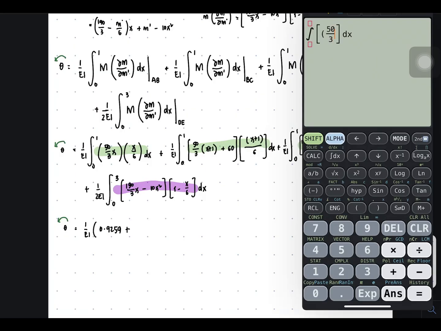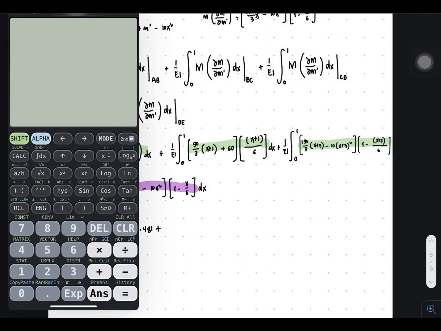It's going to be 50 over 3 times x plus 1, then plus 60, and you multiply it with x plus 1 over 6. Close it, and the limit is from 0 to 1. So that's going to be 21.481 plus the next integral. So let's transfer it here.